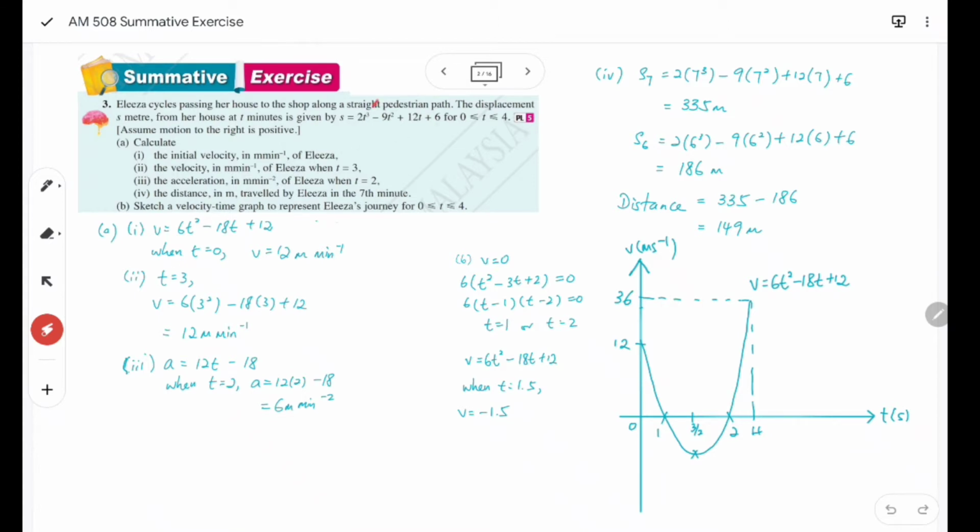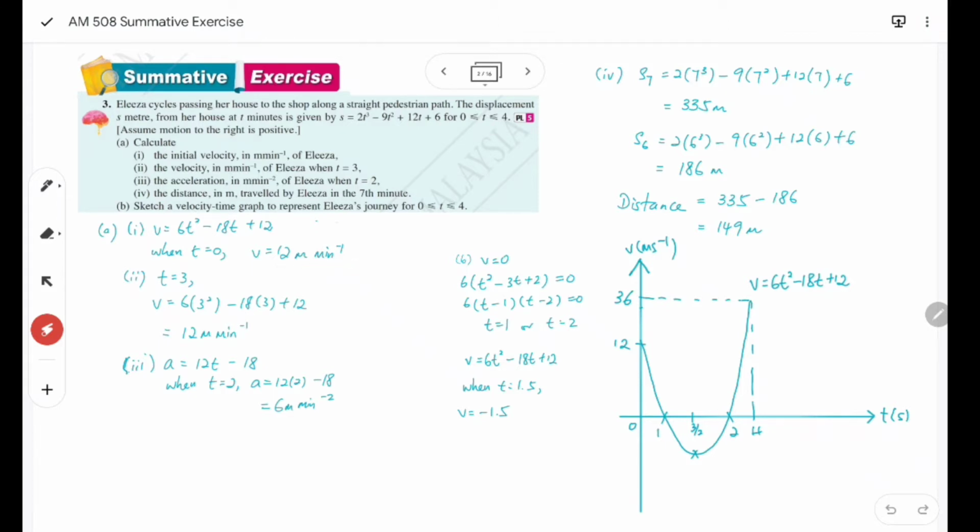So we are given the displacement function and we need to get the velocity. We need to do differentiation. And we will get v equals to 6t squared minus 18t plus 12. So the initial velocity happened when t equals to 0. So we sub t equals to 0 here, we get v equals to 12 meter per minute.